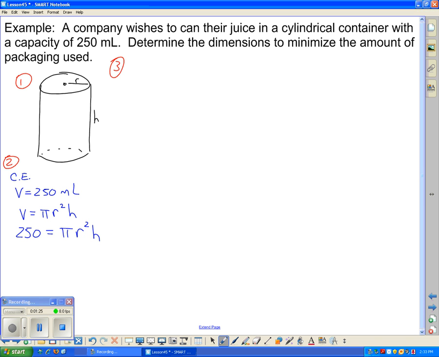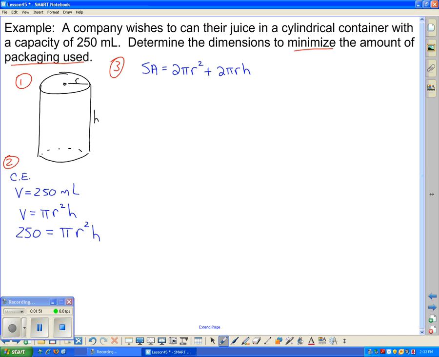So what is our optimization formula? Determine the dimensions that would minimize the amount of packaging. So that is surface area. So that is what we are working with. So what is the surface area formula for a cylinder? 2 pi r squared plus 2 pi r h.